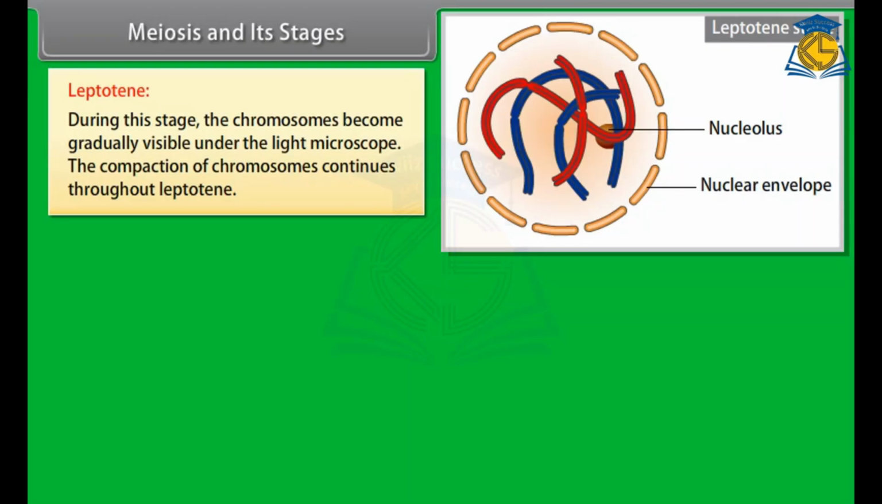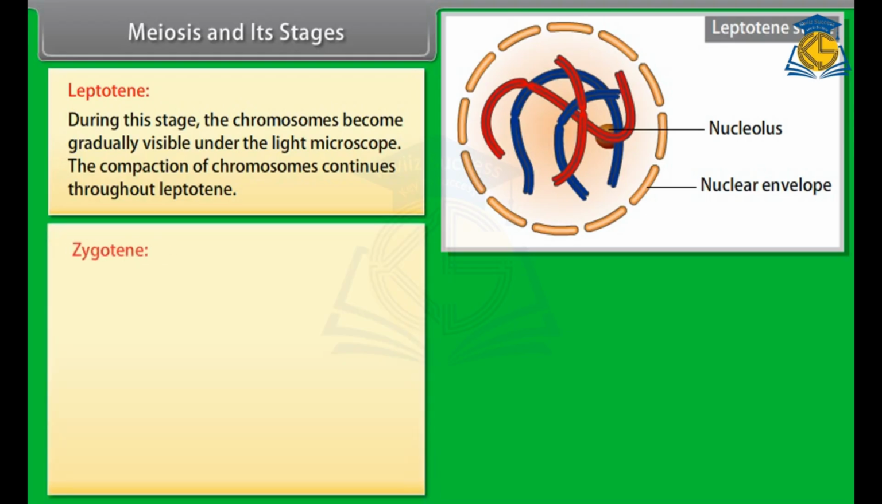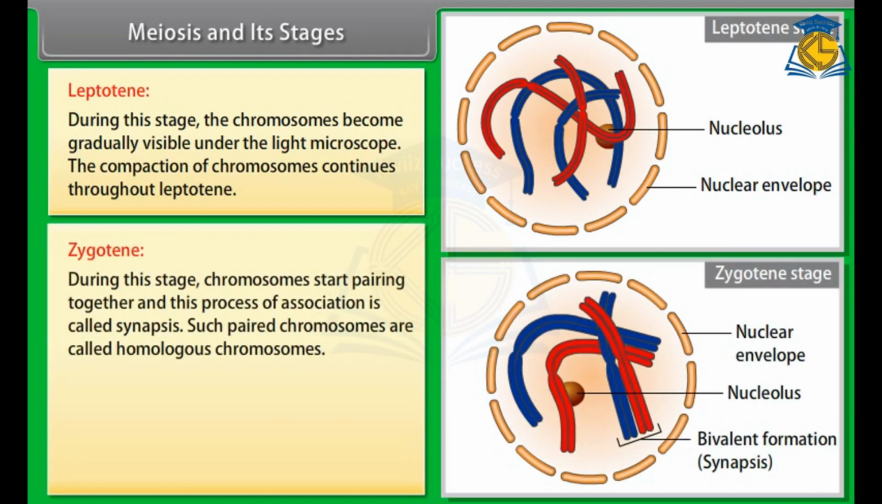The compaction of chromosomes continues throughout leptotene. This is followed by the second stage of prophase I called zygotene. During this stage, chromosomes start pairing together, and this process of association is called synapsis. Such paired chromosomes are called homologous chromosomes.